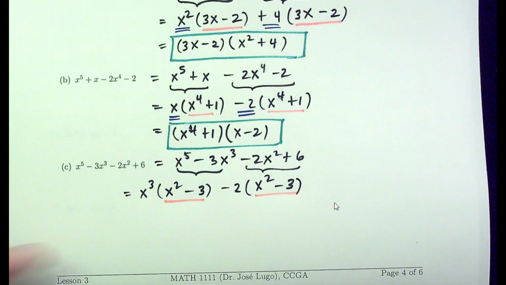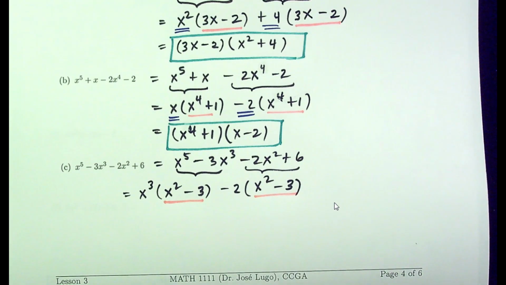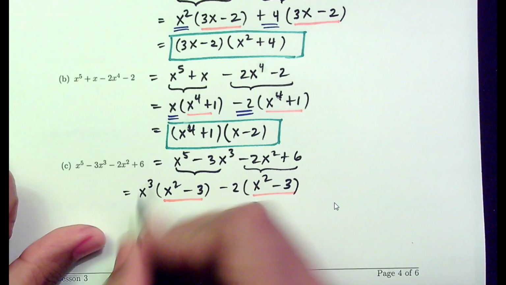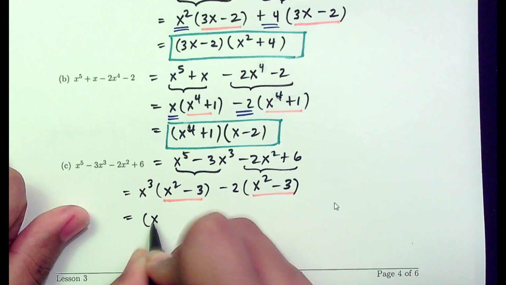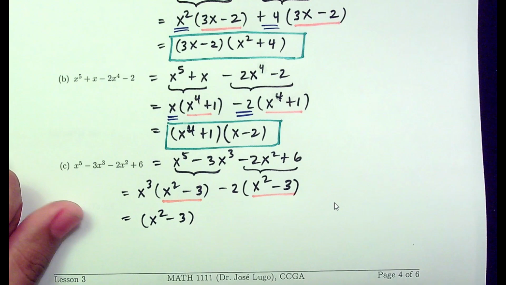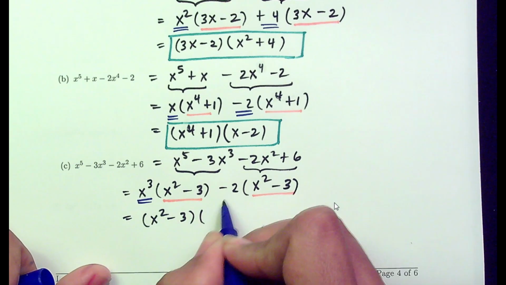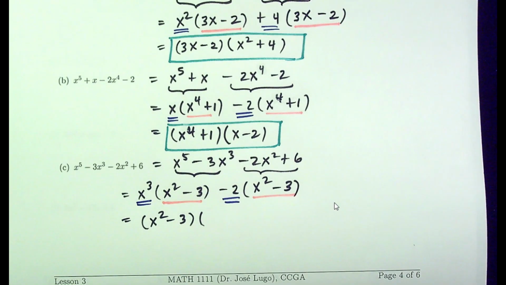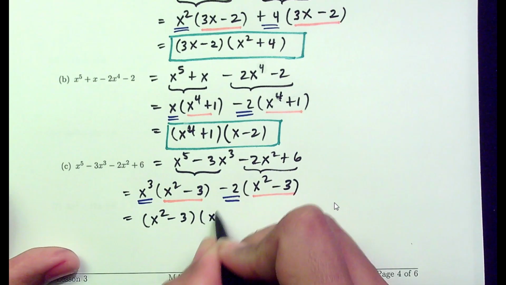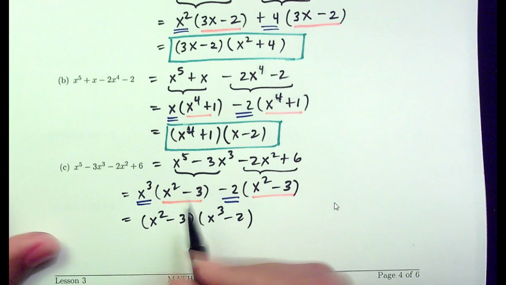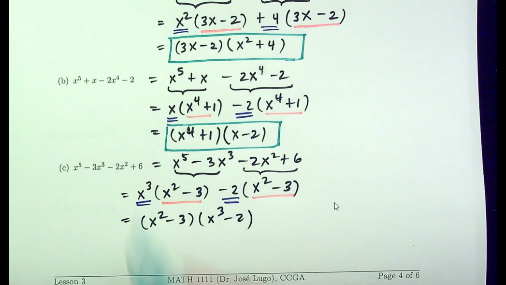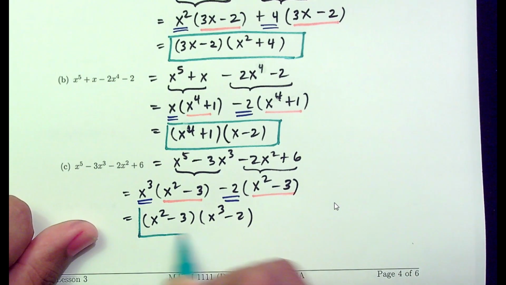Okay, so that's repeated. So that's a common factor. Now you pull out the common factor. So you're going to get x squared minus 3. Write it down. And then write down this part that is left over. That's your next factor in the factorization. So this is going to be x cubed minus 2. And that's the final answer.